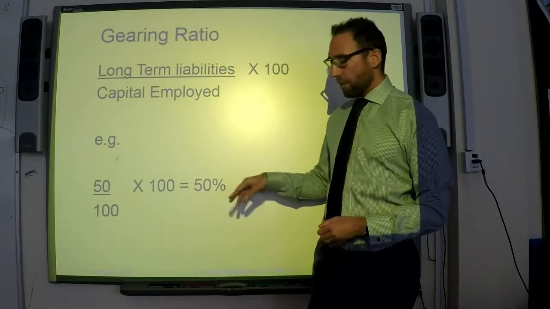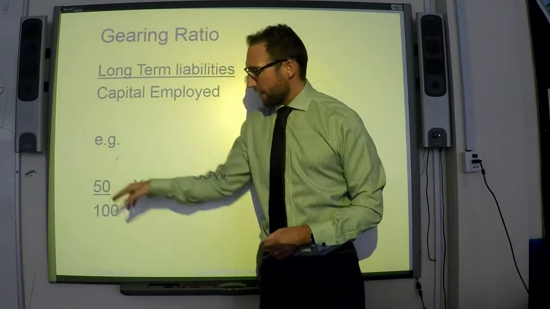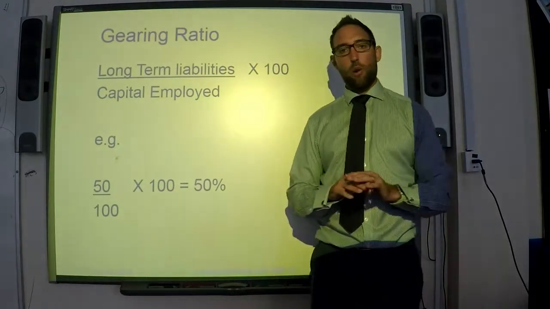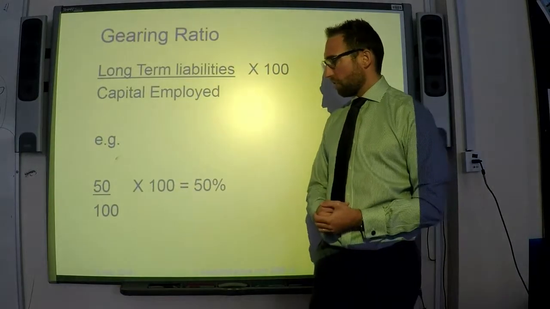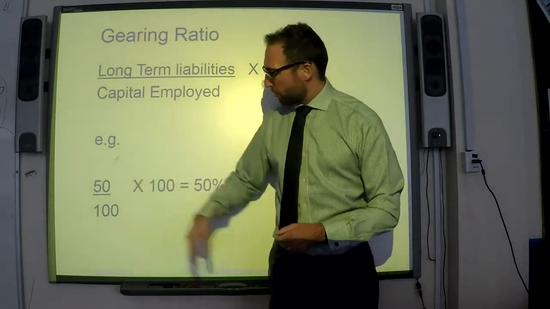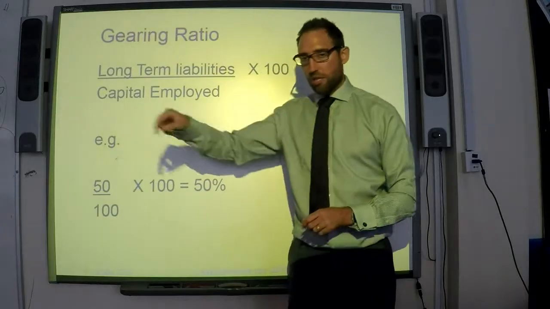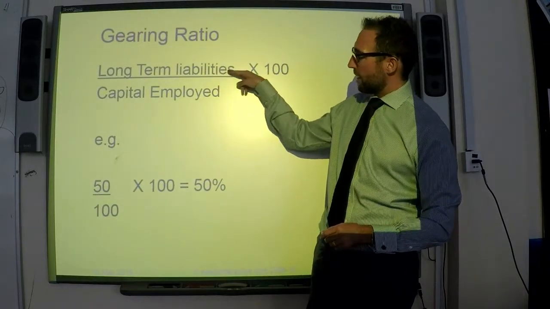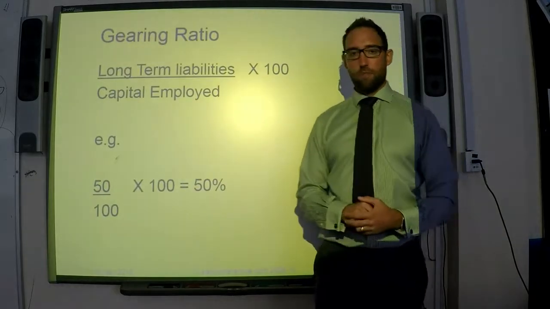With this one, we want a lower percentage. The ideal situation is that we don't have any loans. No loans. We don't owe any money. So that would be 0. 0 divided by 100 times 100 would give us a gearing ratio of 0%. Okay? So we want this to be lower. The lower this percentage, the less loans the business has. So remember, long-term liabilities, which are the loans, divided by capital employed times 100.